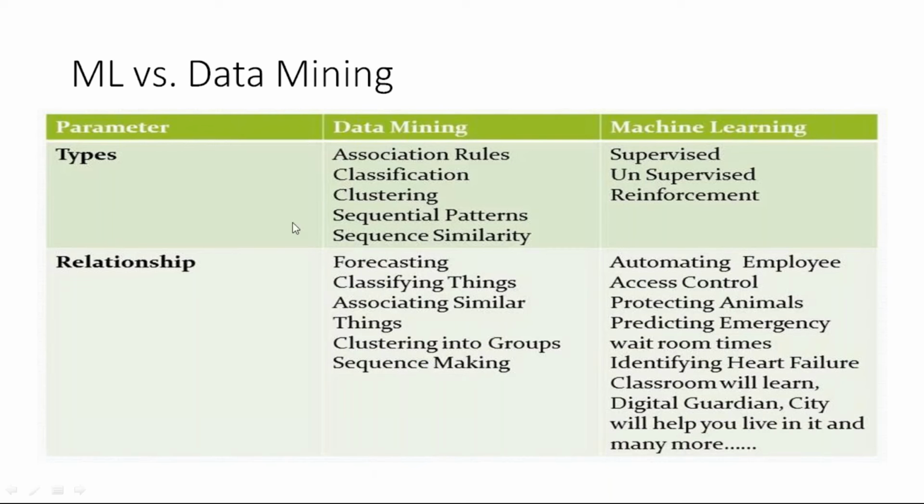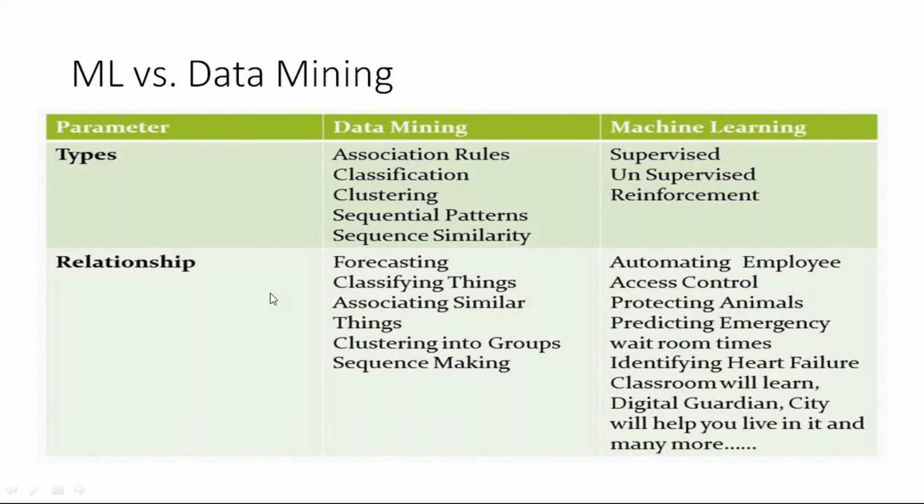So what it says: these are the very famous techniques available in data mining. For example, we try to find association rules, very famous among e-com companies. We have classification, clustering, sequential pattern analysis, and sequence similarity. So what is involved in machine learning? It involves supervised learning, unsupervised learning, and reinforcement learning. We'll see what the three types of machine learning are in a subsequent session, and how the relationship is in data mining and how it is in machine learning.